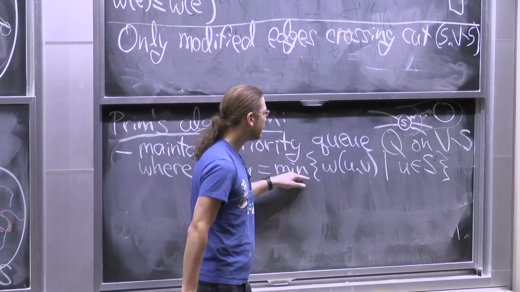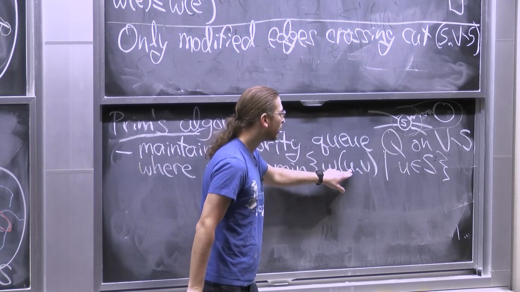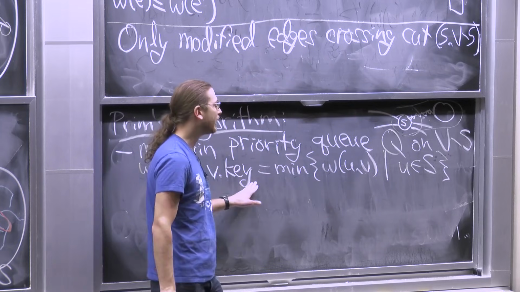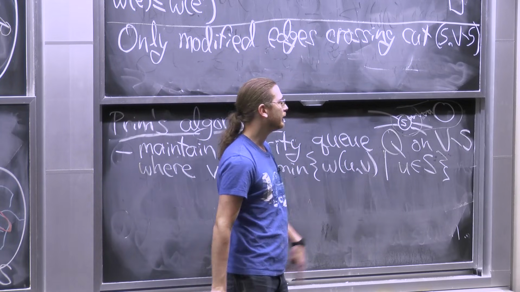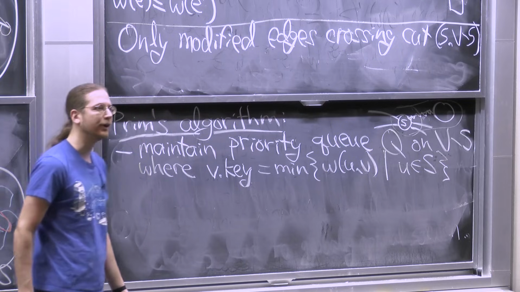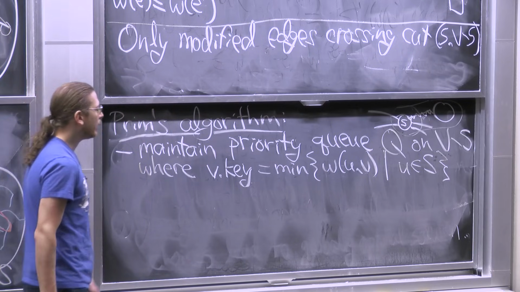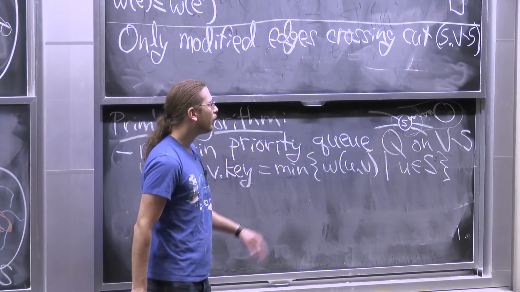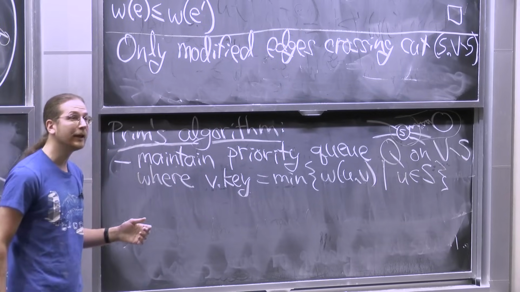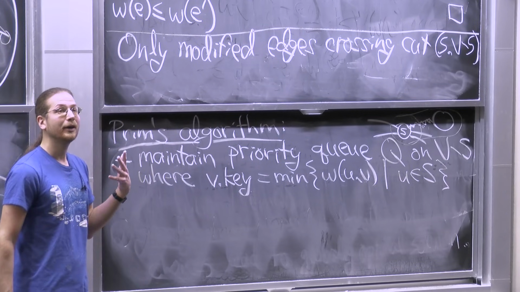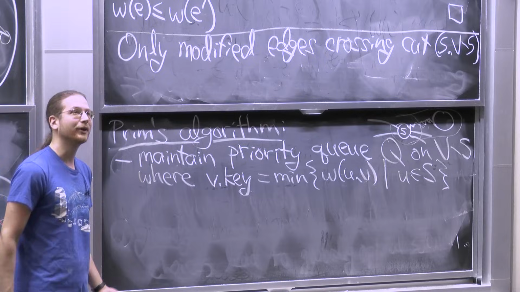I want the minimum weight of an edge that starts in S and goes to V, which is not in S because V is in Q. Q only stores vertices that are not in S. I want the key value to be that minimum weight. So if I choose the overall minimum vertex, that gives me the edge of minimum weight that crosses the cut.